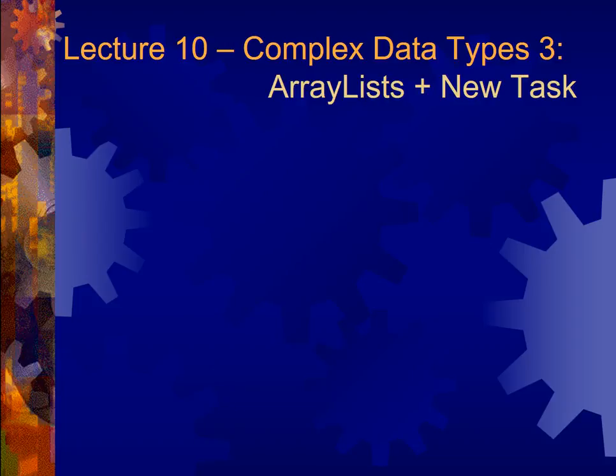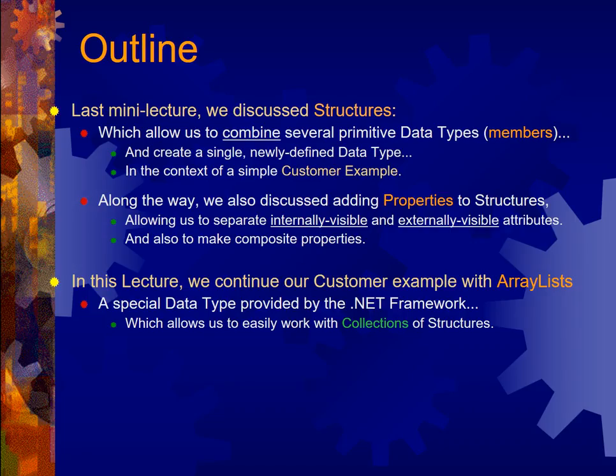Okay, so last time we talked about structures, and we made a customer structure, and that enabled us to create a kind of mini database. So we could have a customer, and that customer would have several different attributes. The customer would have a first name, a last name, an email, and an age.